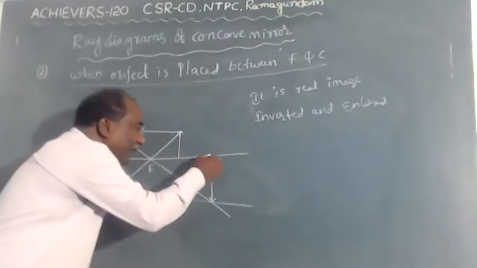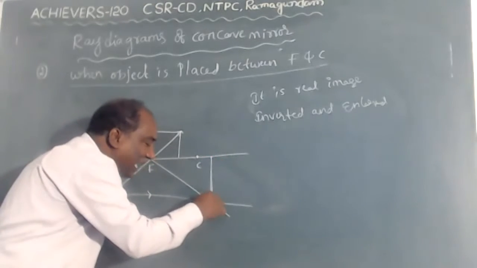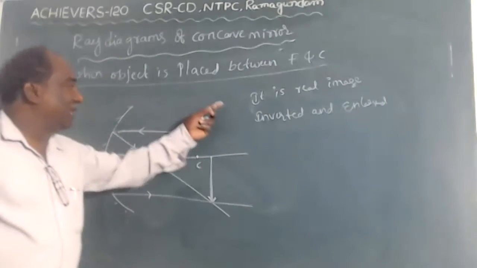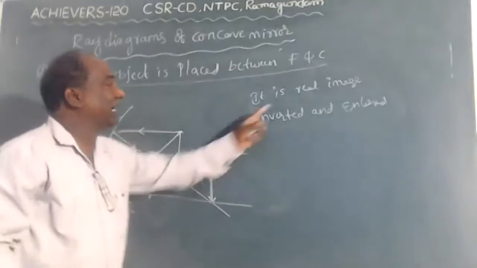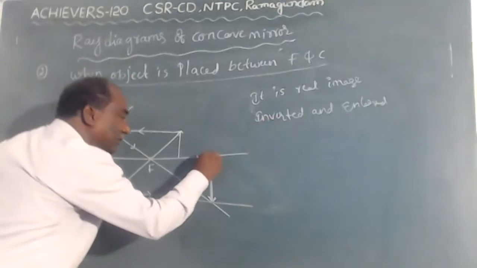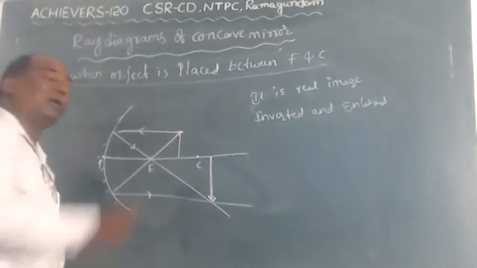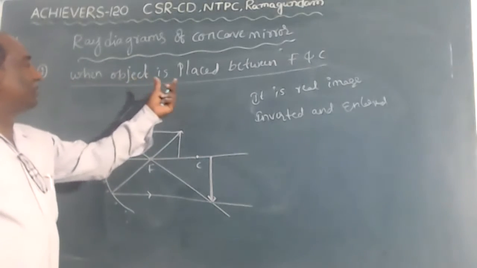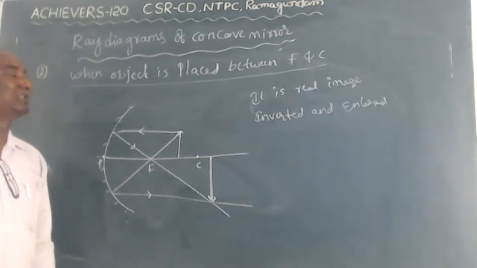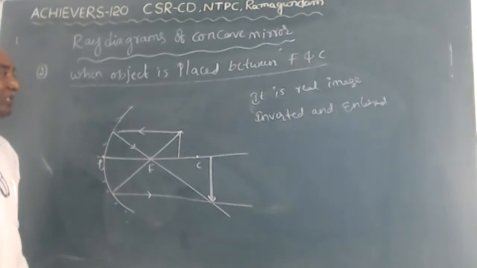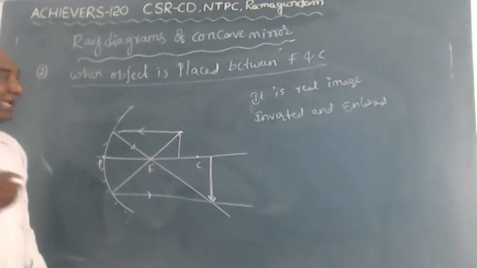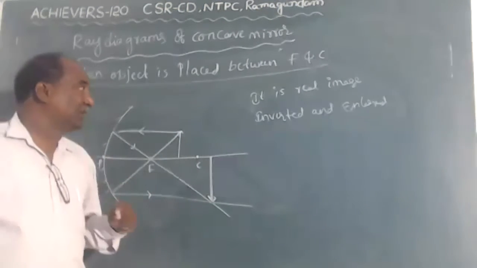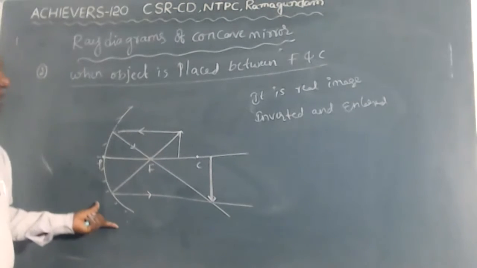Now the image is formed below the principal axis. That's why this image is called real image. So it is a real image, inverted and enlarged. It is bigger in size than the object. So this is when the object is placed between F and C, focus and center of curvature. The image is real, inverted and enlarged compared to the object. So this is the second ray diagram answer, children.